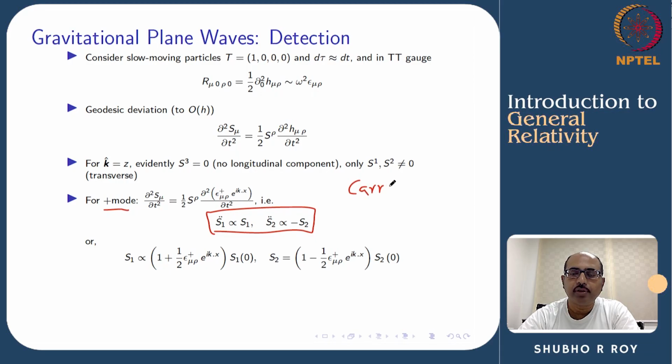Does the algebra in more detail than what I'm doing, but this is a very simple linear equation, and you can convince yourself that if you put in the epsilon, what you should get is, because of the plus mode, epsilon has 1 and minus 1 in the diagonal, so you get a plus sign for the S1 component and a minus sign for the S2 component. And these two can be easily solved because they are linear equations, double derivative in time, and this is the solution.